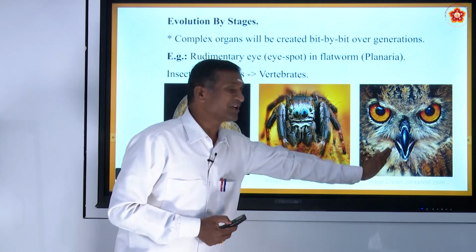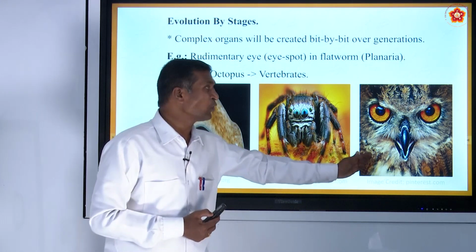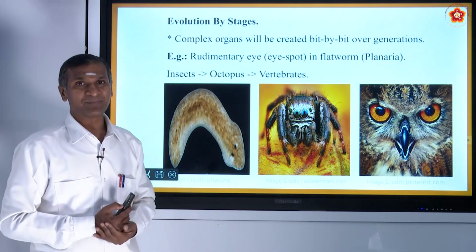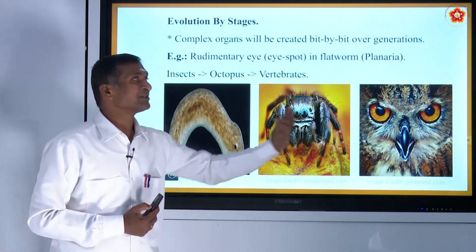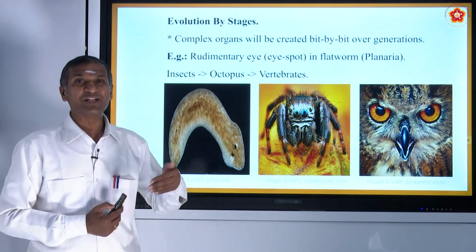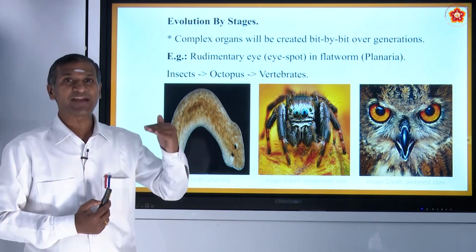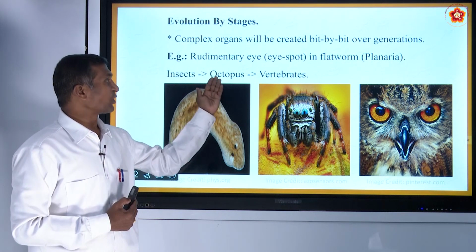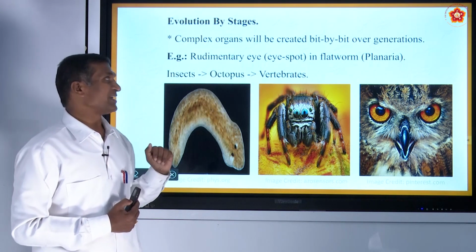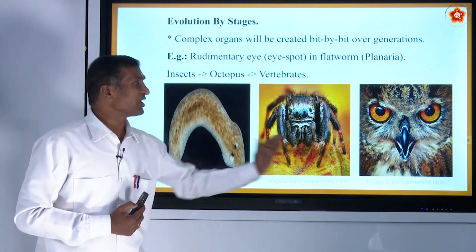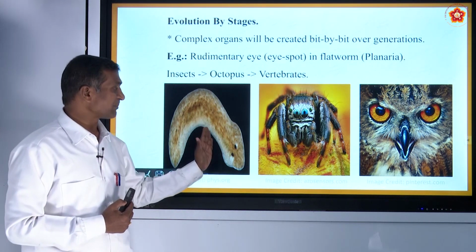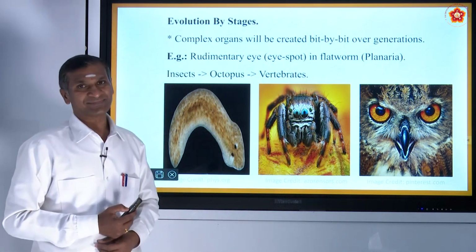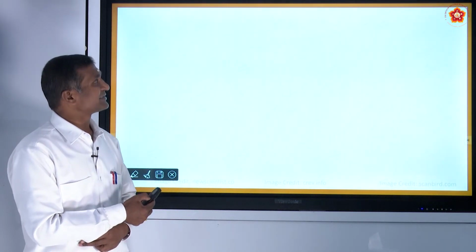Further, if you go to the vertebrates, the mammals, in the owl, more clearly you are observing the eye with the eyeball and all. So bit by bit the evolution has taken place. That's what we call evolution by stages. Here insects, there may be octopus and vertebrates they have given. Here the picture depicted is another one, the planaria with the spider and the owl. This is evolution by stages.